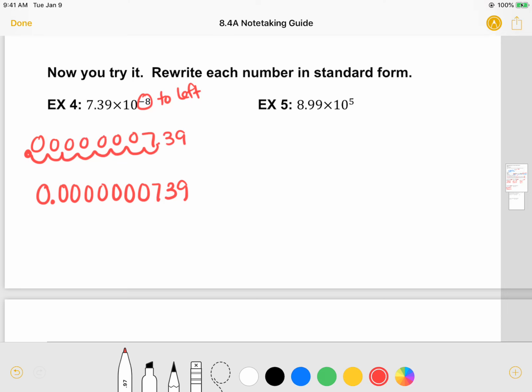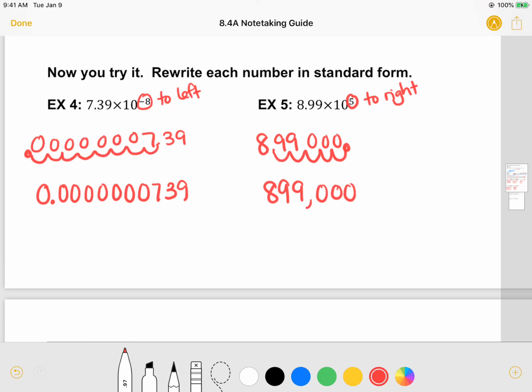In example 5, we have an exponent of positive 5. So we want to go 5 decimal places to the right. Okay, so we're taking the number 8.99 and we're going to move it 1, 2, 3, 4, 5 to the right, fill in our zeros, and what we're going to have here is 899,000.